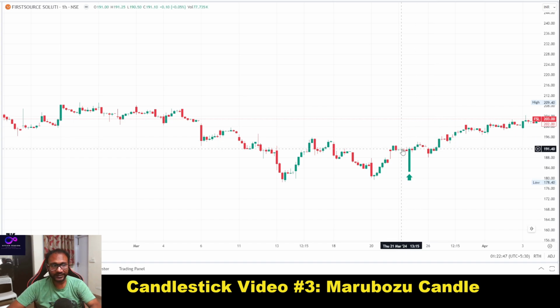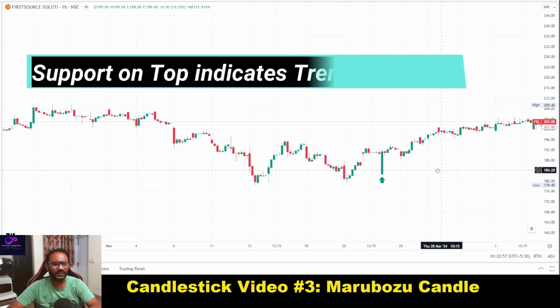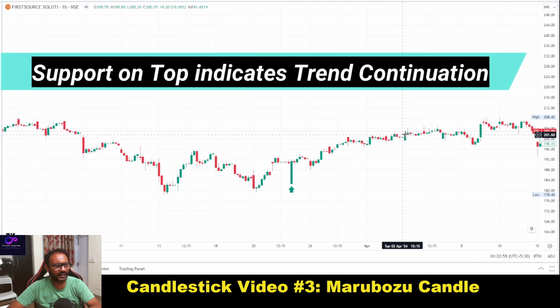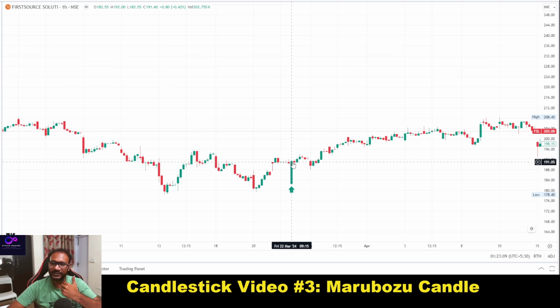So how to read this? Whenever a Marubozu candle is making a newer high and then it's clearly moving away from it, then it indicates trend continuation, right? And let's look at what happened. The market continued to rally up, and at no point did it come and test this, right? Whenever it's getting tested again, then we should look at whether it is going to find a support or it is finding a peak reversal. That's what we got to watch.